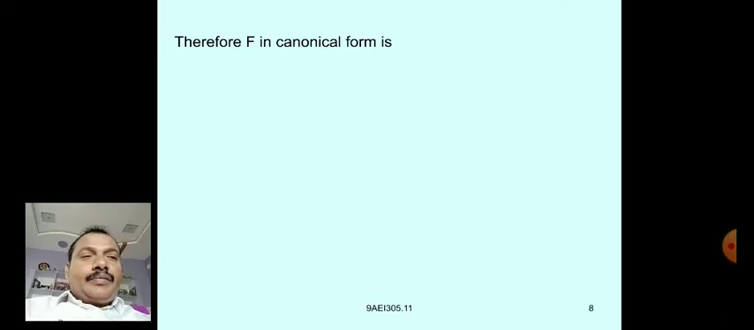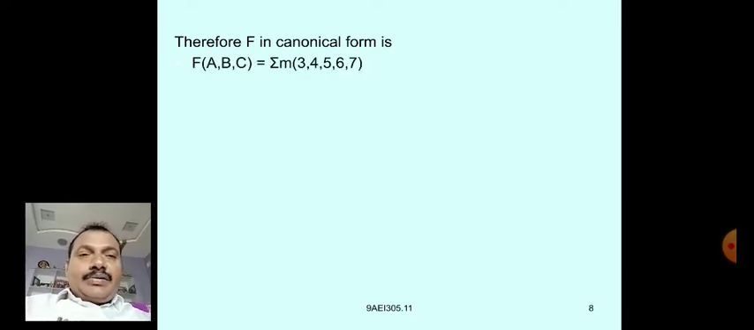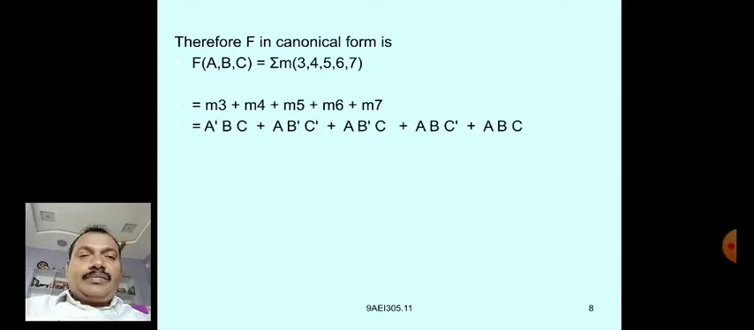Therefore, F in canonical form is SOP form. You can easily identify it like this. That can be represented as sigma m 3, 4, 5, 6, 7. That is minterm 3, minterm 4, minterm 5, minterm 6, minterm 7. So that is the expression that we already have.